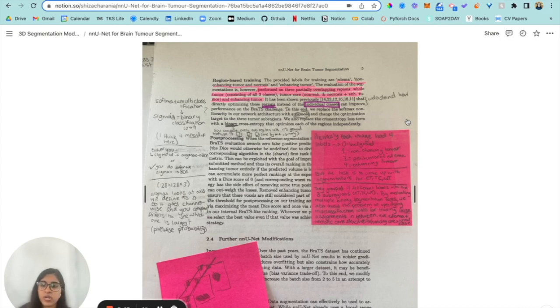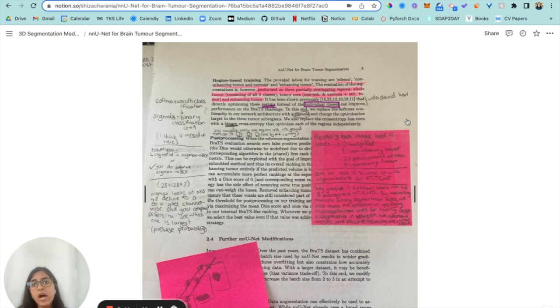You have the background, which is given a label of 0. You have the non-enhancing tumor, which is given a label of 1. You have the peritumoral edema, which is given a label of 2, and you have the enhancing tumor, which is given a label of 4. So in total, you have 4 labels.